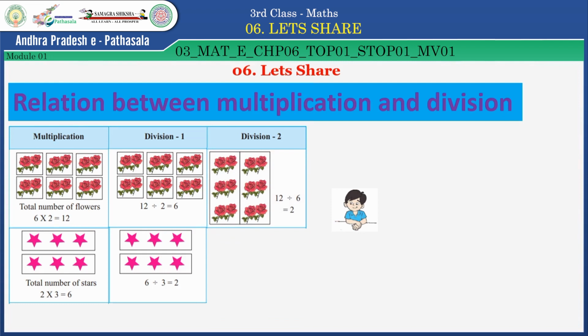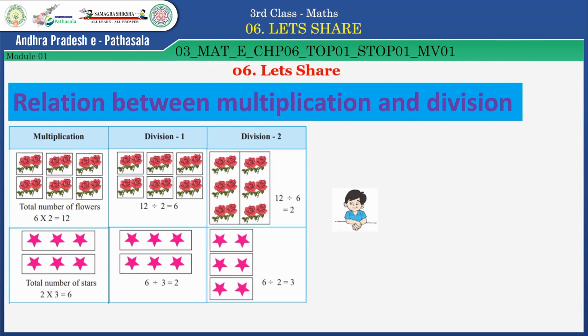Now coming to division 2, similarly we have a total of 12 flowers. Now 6 flowers can be in one box. Then the total number of boxes is 12 divided by 6, which is equal to 2.